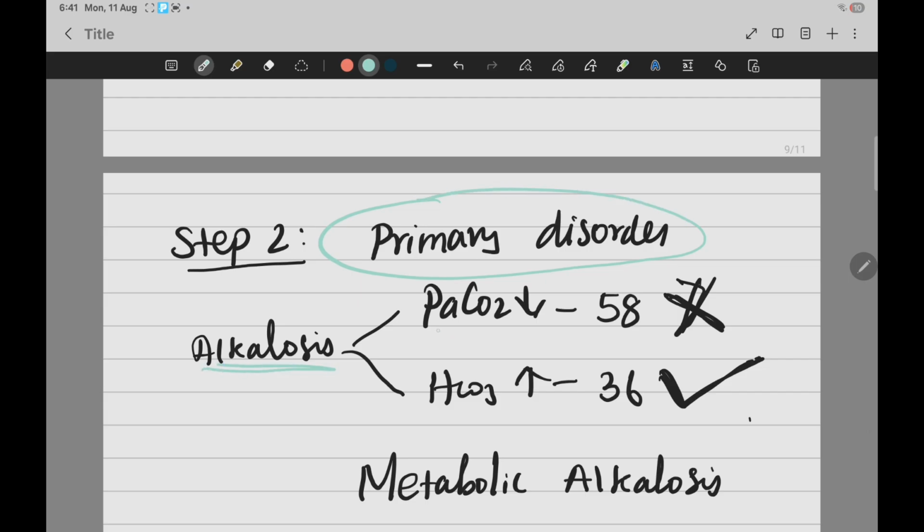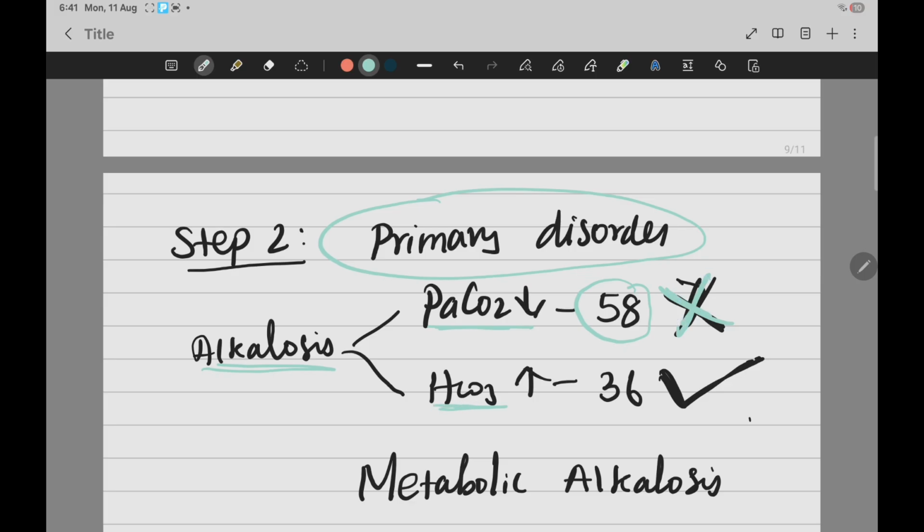Alkalosis, what did I tell? PaCO2 is the opposite side disorder. You see, PaCO2 should be coming down, bicarb up. Okay, now you put the patient value. PaCO2 value was how much? Patient value is 58. Okay, normal is 35 to 45. Is it less than 35? No, it's higher. So this is not it. So next, respiratory side, no respiratory alkalosis problem.